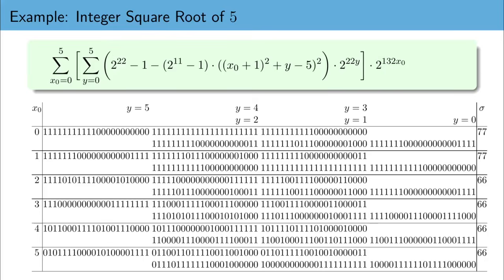132 to the x0 and taking the sum over x0. The result will be a 792-digit number whose digit sum is 2 11s more than the expected 36 11s. And that 2 is our count of the zeros of our polynomial, the count of the x0s less than the output of our function. That is, the output of our function. 2 is the integer square root of 5.